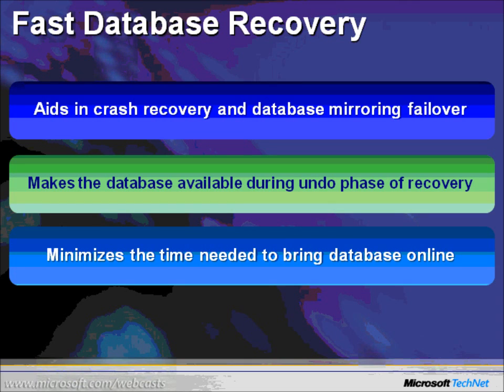Fast database recovery. Those of you that have worked with bringing a system back up may have experienced this in SQL 2000. We introduced fast recovery in 2005 as well as 2008, and that basically changes the two-part cycle in restoring a particular database, where you restore the information and then you have the undo phase. So fast recovery makes the database available during the undo phase of the recovery process.